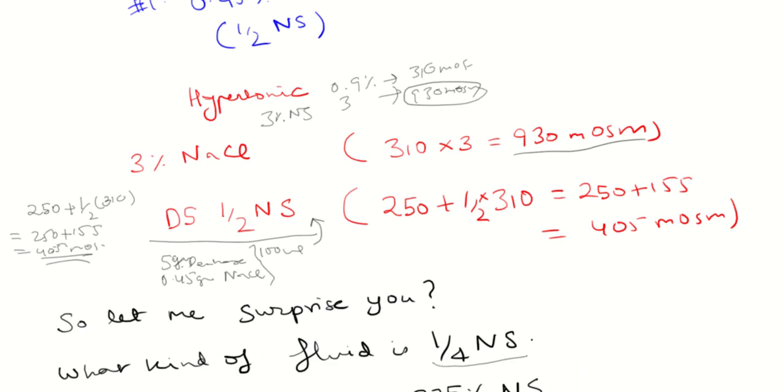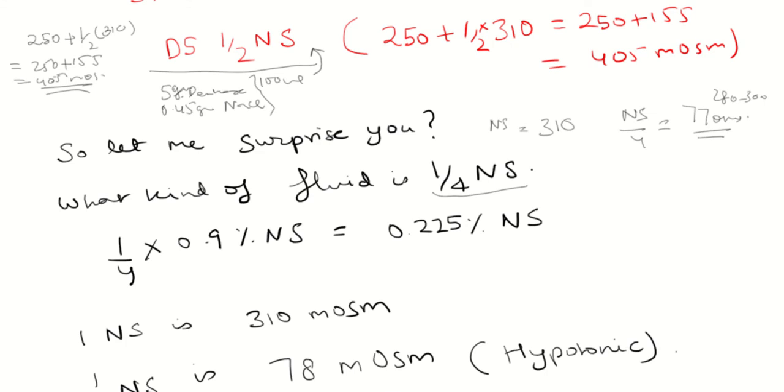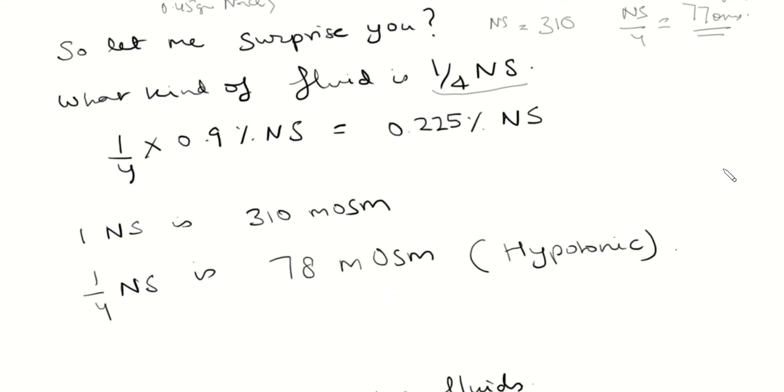Okay, let's see. Normal saline is how much? 310. So 1/4 of normal saline would be how many osms? Around 77 osms. And normal osms are 280 to 300. So this is a hypotonic solution. Excellent.